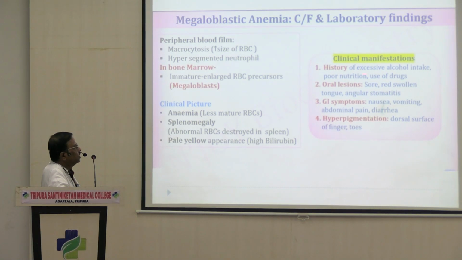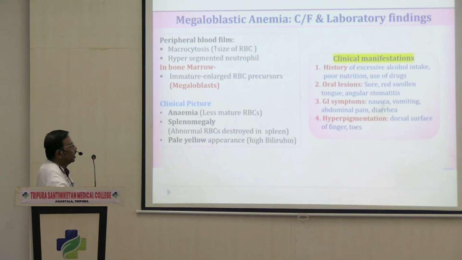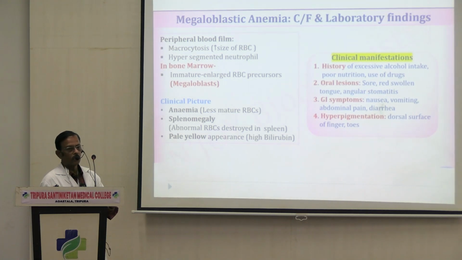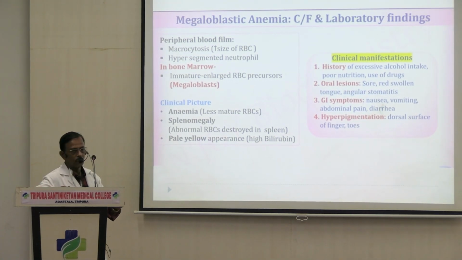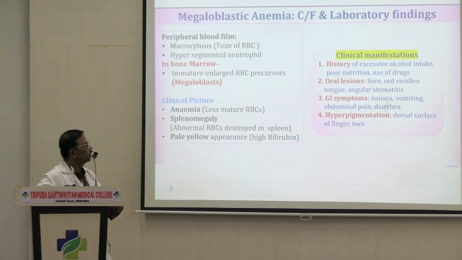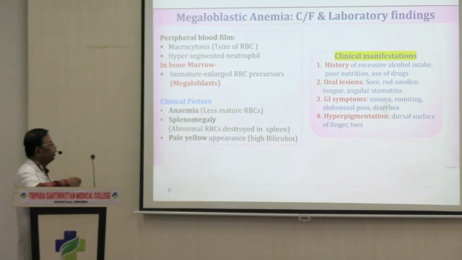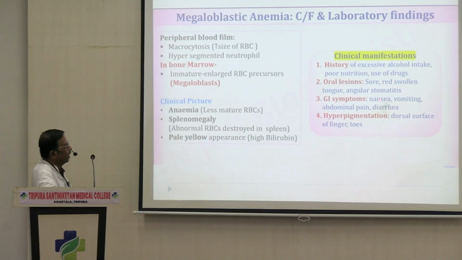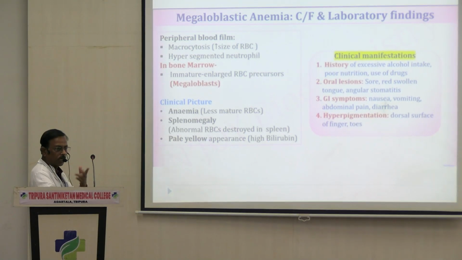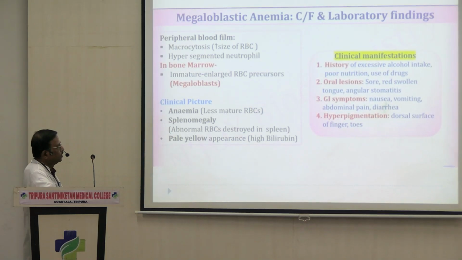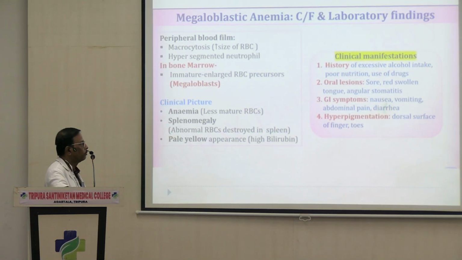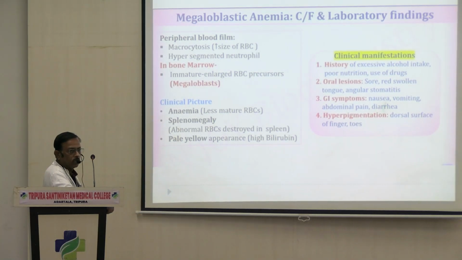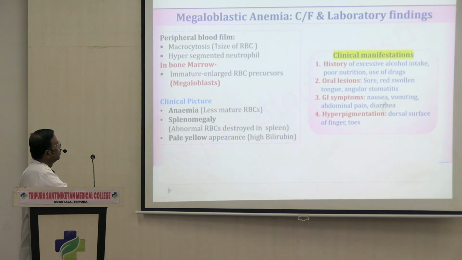Clinical manifestations in history: we can get alcohol intake, poor nutrition, and use of drugs. When you take the history of the patient, you may get history suggestive of this condition. Then there will be oral lesions, soreness in the tongue, red and swollen tongue, angular stomatitis. Then GI symptoms will be there: nausea, vomiting, abdominal pain, and diarrhea because of the anemia. Hyperpigmentation: on the dorsal surface of the fingers and toes, there will be abnormal pigmentation.